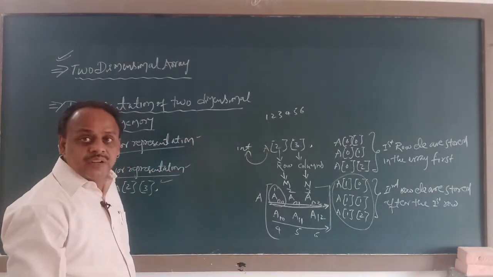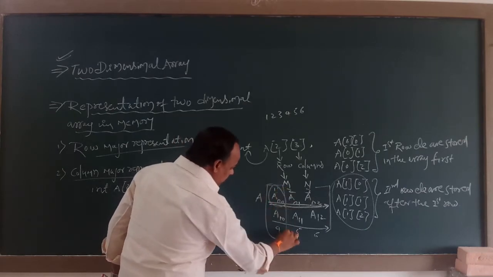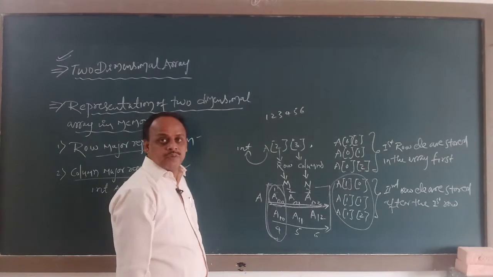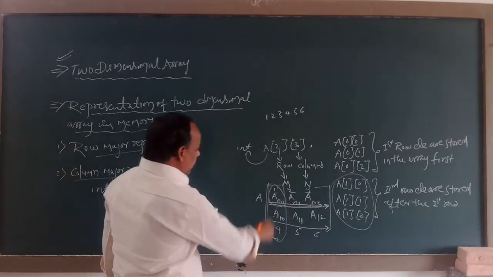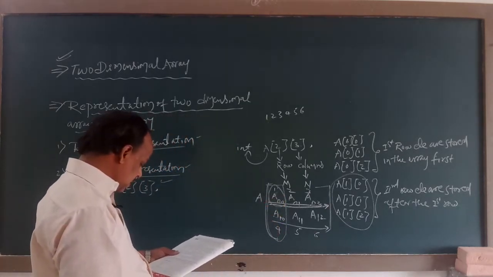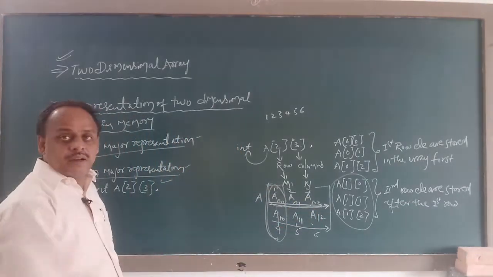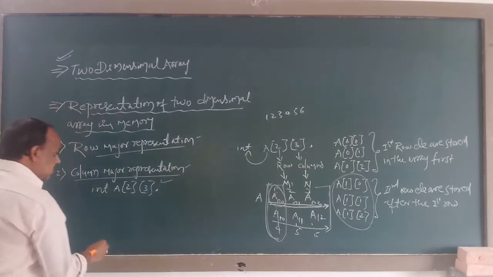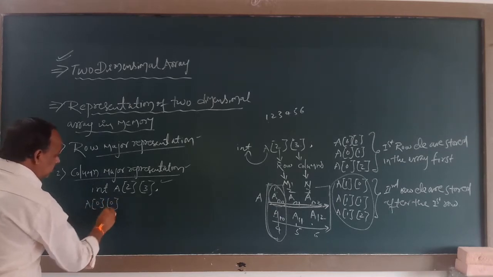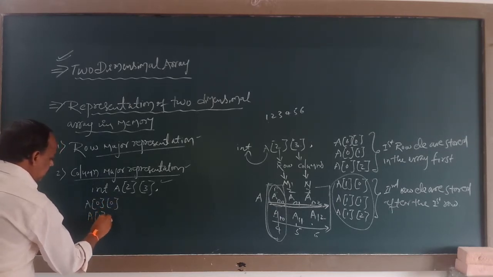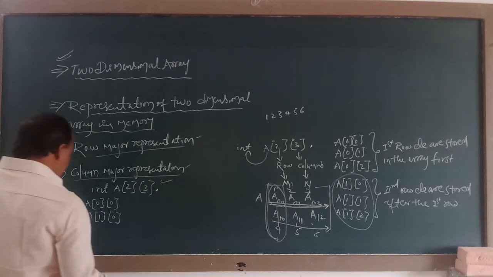Column-wise filling means the first column is filled first. For the first column's memory locations, the first entered elements are going to be stored. That is A[0][0], A[1][0], right? So this is the first column, this is the second column, this is the third column. So here 3 columns are there. Therefore, consider the first column: A[0][0], A[1][0], right?